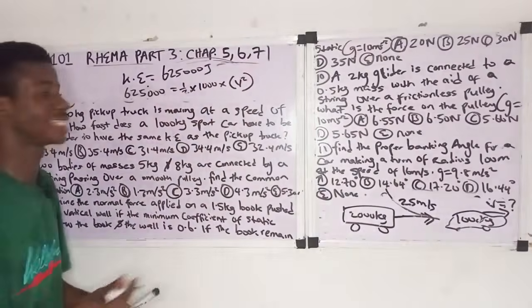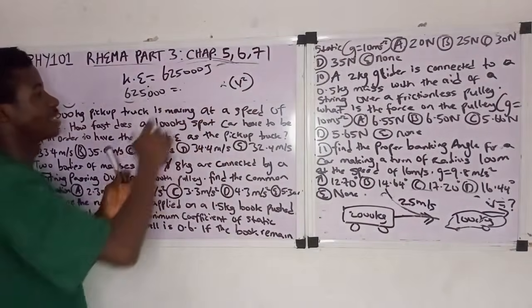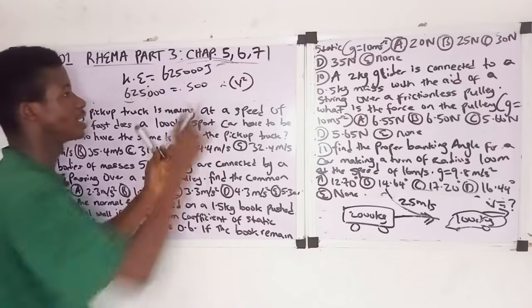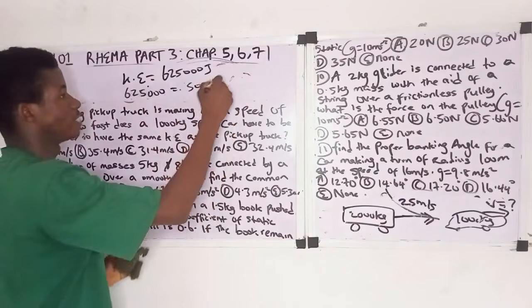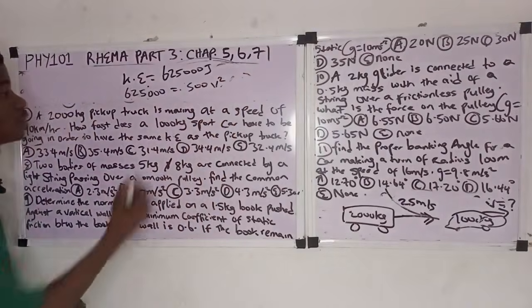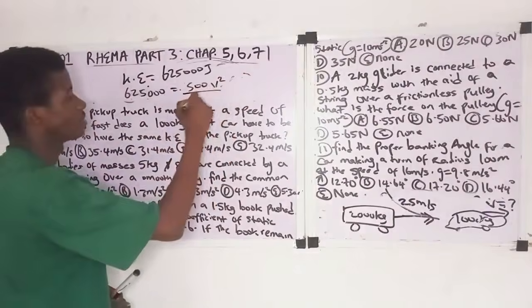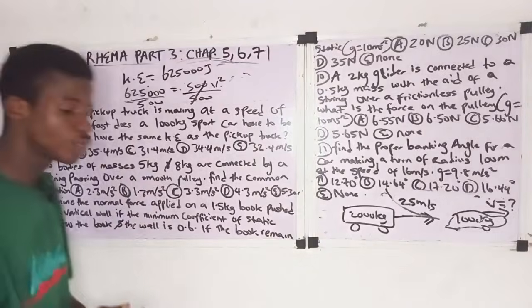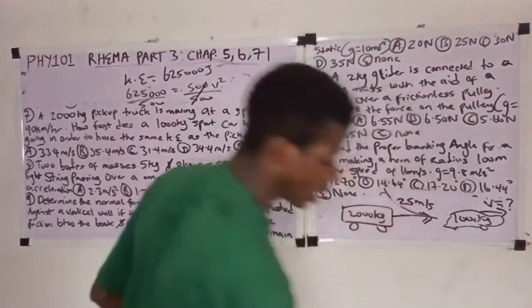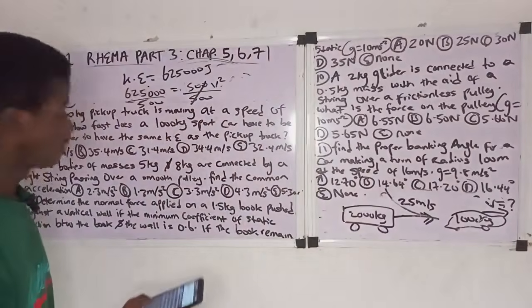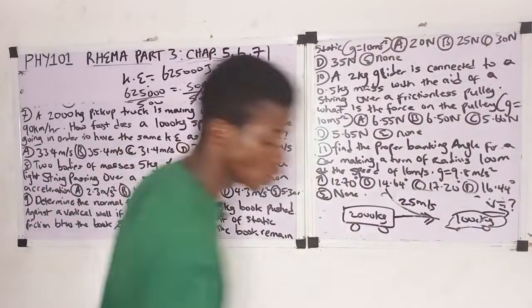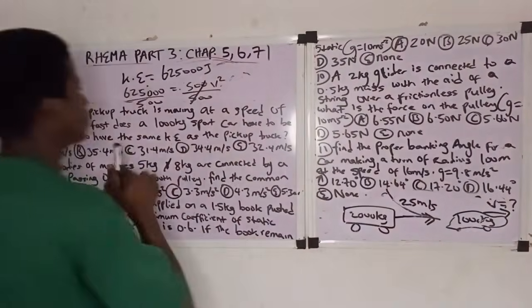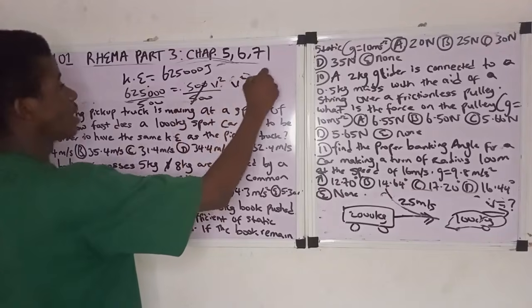Half times 1,000 is 500, right? So 500 times v square gives us 500 v square. We're looking for v, so we divide both sides by 500, right? So this one will cancel this. So 625,000 divided by 500 is 1,250. Okay, so v square is equal to 1,250.